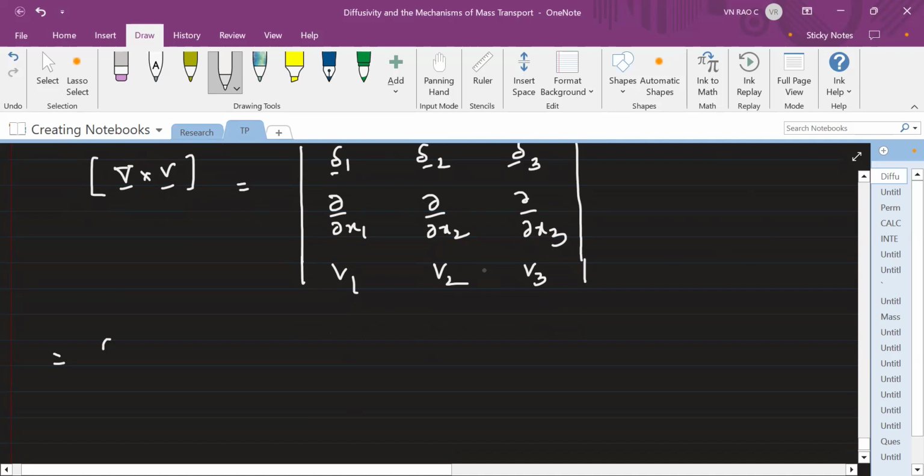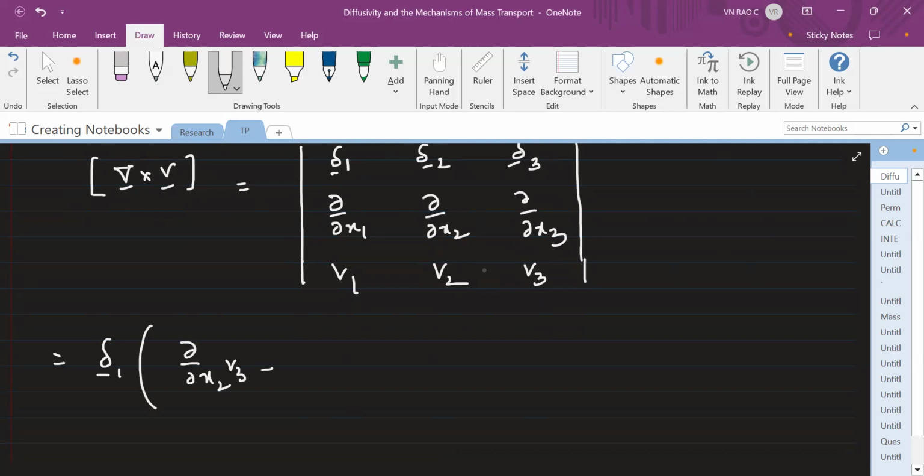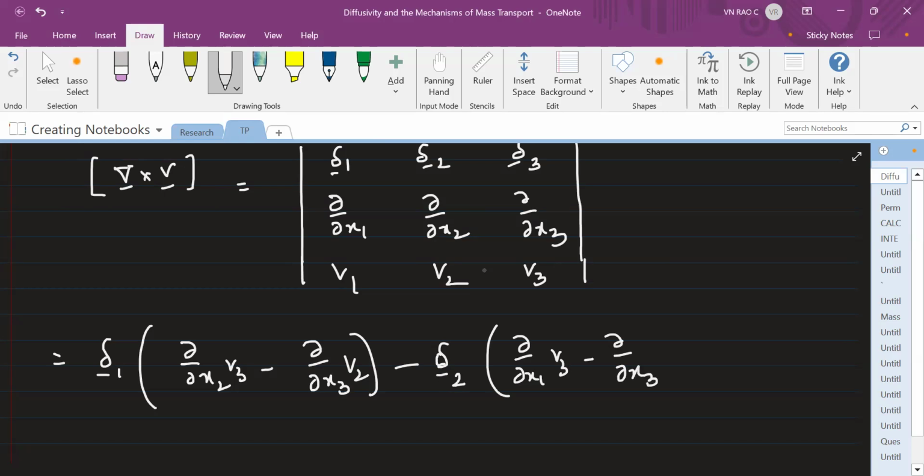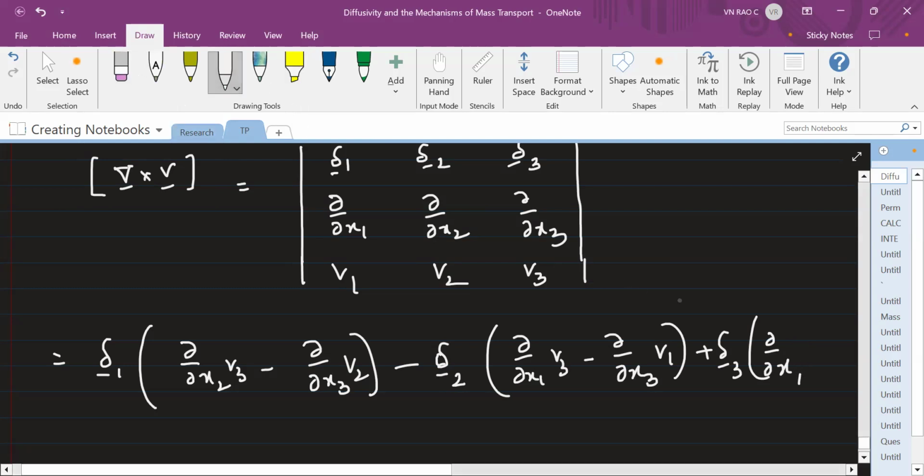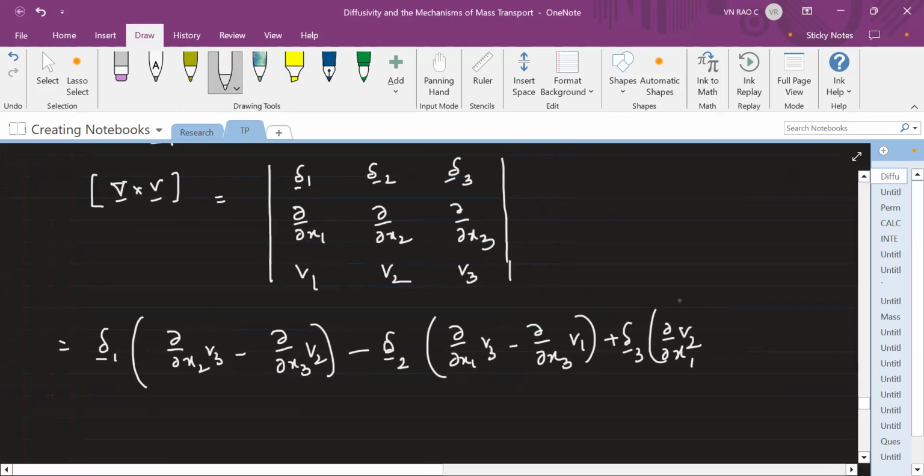So how do we solve this? Delta 1 vector into (dou by dou x2 v3 minus dou by dou x3 v2), minus, taking the second column with a minus, (dou by dou x1 v3 minus dou by dou x3 v1), plus the third one, (dou by dou x1 v2 minus dou by dou x2 v1).